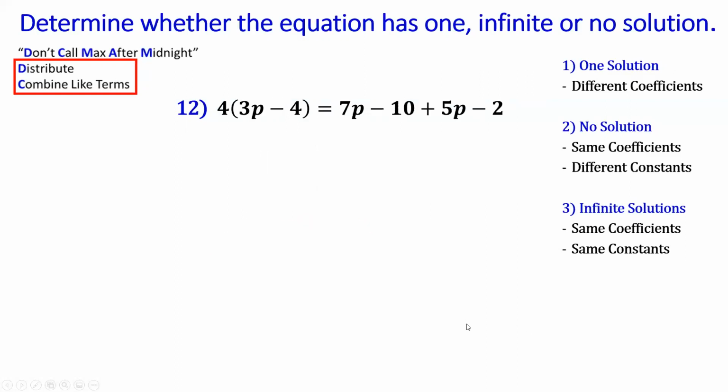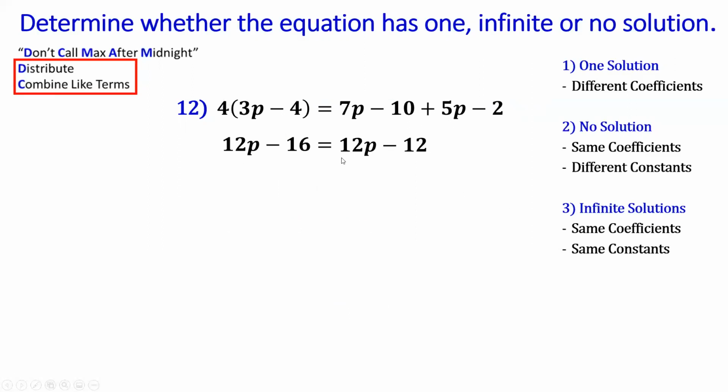And finally, let's look at number 12. On the left side, I can distribute. 4 times 3p gives me 12p, and 4 times negative 4 gives me negative 16. On the right side, I can't distribute, but I can definitely combine like terms. 7p plus 5p gives me 12p, and negative 10 plus negative 2 gives me negative 12. So I combined my variables, and I combined my numbers, and I got 12p minus 12. I now took care of both steps, so I can now classify.